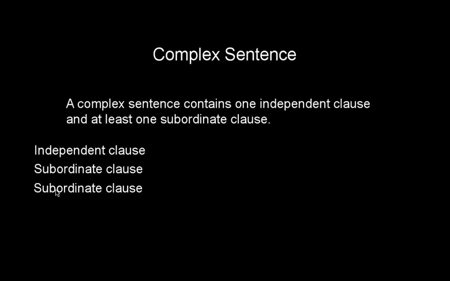Here we're going to be talking about complex sentences. And a complex sentence, as you can see from the definition on the screen, is a sentence that contains one independent clause and at least one subordinate clause. Now this "at least one" is an important thing to remember because it will often have more than one subordinate clause. And the type of clause it is will determine where it is in the sentence.